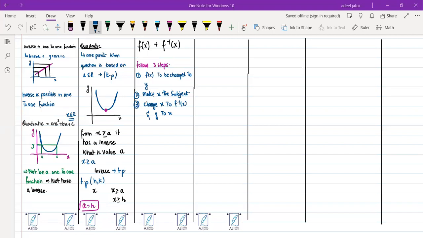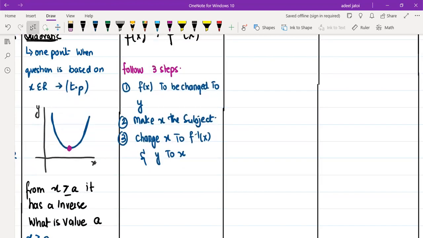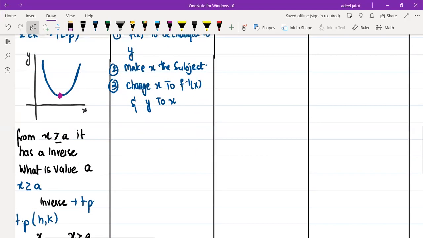So let's just continue. F(x), f inverse of x, as I said, requires three steps to be followed. The three steps are: f(x) to be changed to y, make x the subject, change x to f inverse of x and y to x. Since you are doing AS level, you must have studied this in your O level as well. Now, let's just work upon your quadratic equation. Now, how do you find the inverse? Normally, you have been given a quadratic equation question.